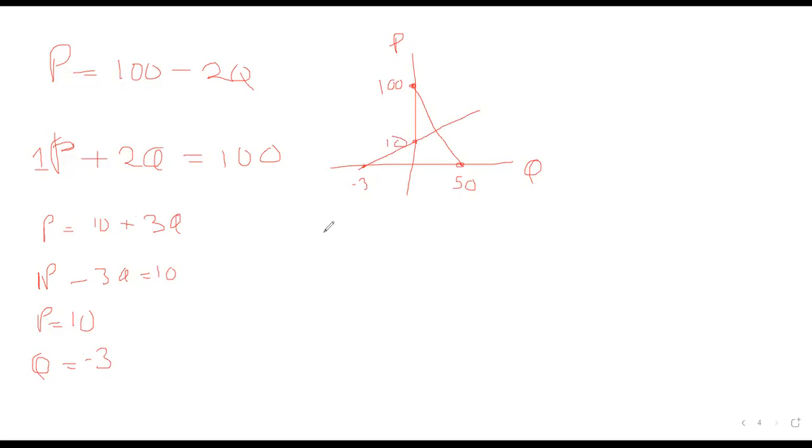So this is how we find the intercepts. Can I repeat that again?